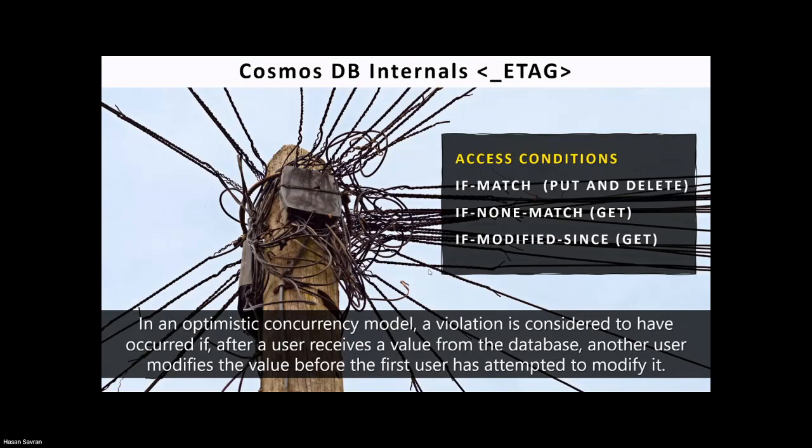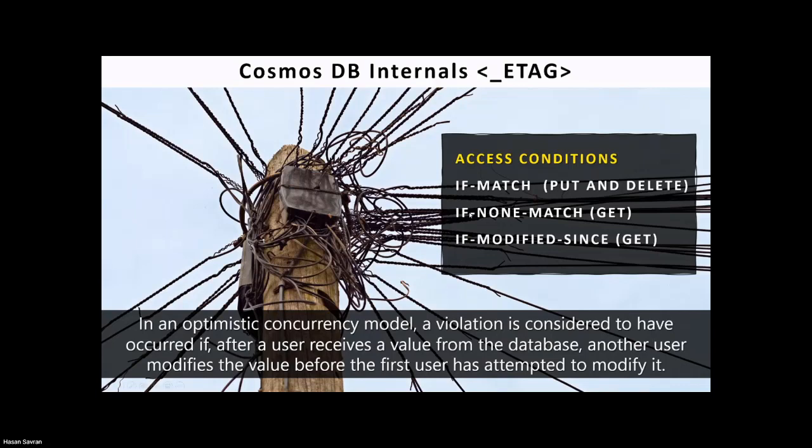As I said before, underscore E-tag is one of the properties that Cosmos DB has in every document. You can use any of those access conditions, which are for the HTTP headers. If-match does work for update and delete. So whenever you do an update, you pass the E-tag that you got. If the E-tag matches, then you update the data. If the E-tag doesn't match, then Cosmos DB throws an HTTP 412 error.